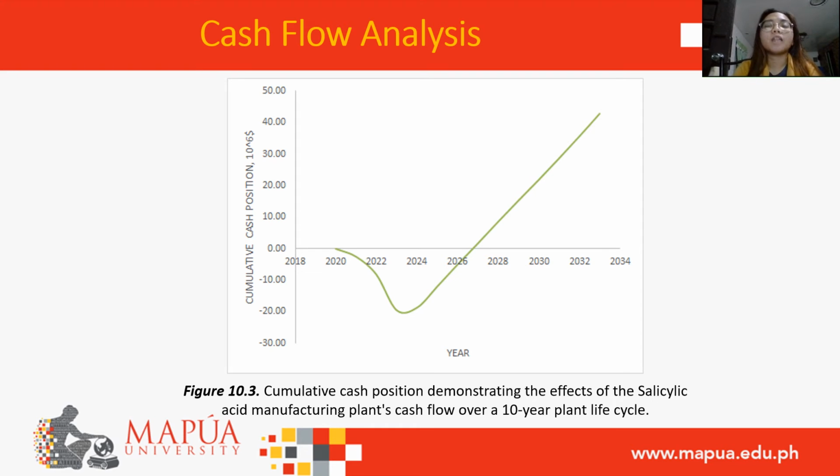Because the projected cash flow is increasing over a 10-year period, it is safe to say that the manufacturing plant has a strong financial strength and will be able to return the invested money while also paying expenses and providing a buffer against future financial challenges.